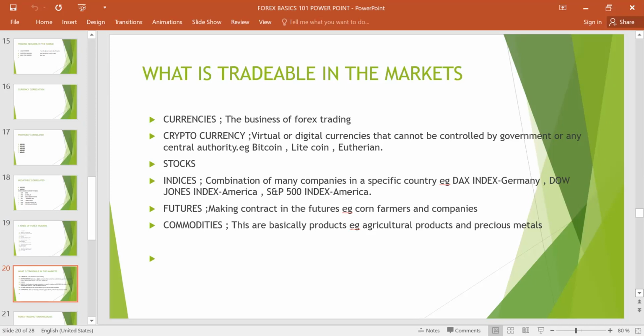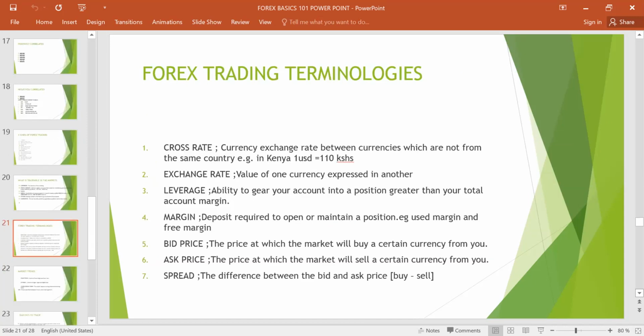And futures is basically making a contract for the future, e.g. corn farmers to companies. Maybe a corn farmer has grown like 100 acres and is prospecting that the corn will do so well. So he goes to the company and is given money so that by the time the harvest comes, he's paid for that. So that's a way it's traded worldwide. Commodities are basically products, agricultural products and precious metals such as gold, silver, etc.